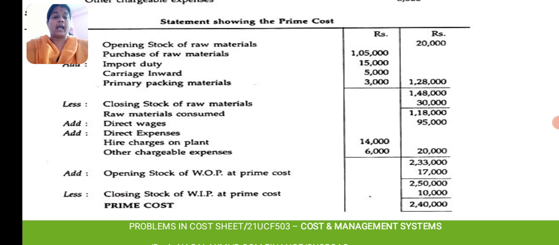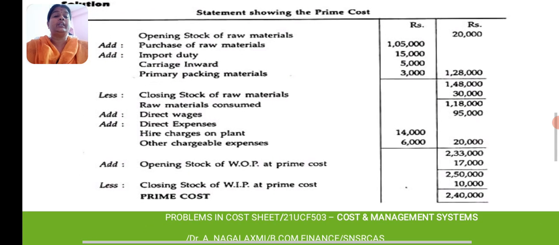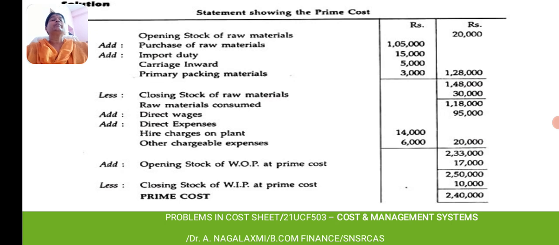With that we have to add the purchases of raw material. Opening stock of raw material is 20,000, which is written in the outer column. Add purchases of raw material. These calculations have to be done in the inner column. 1,05,000. Add import duty 15,000. Carriage inwards, it is 5,000. Primary packing material, it is 3,000. So these things are to be added together, and that amount is to be shown in the outer column.